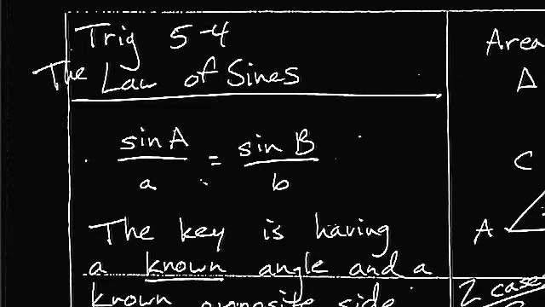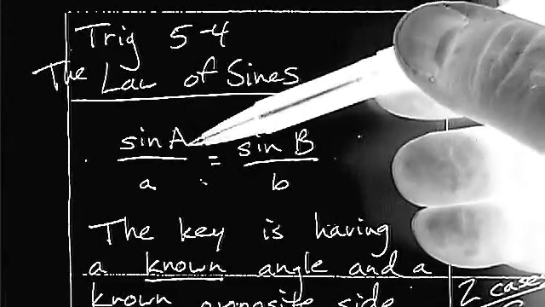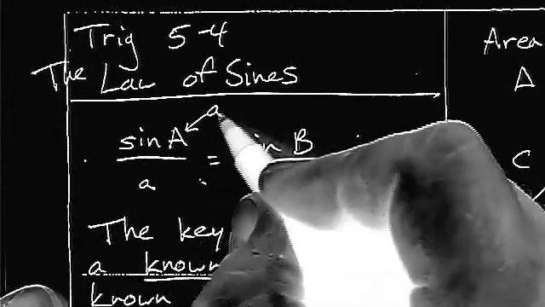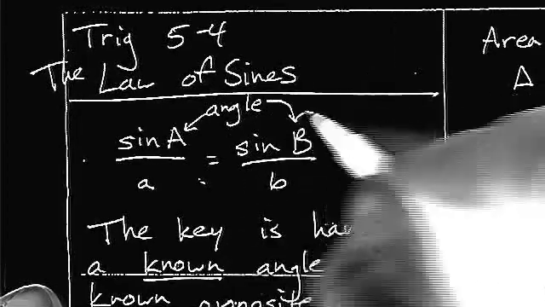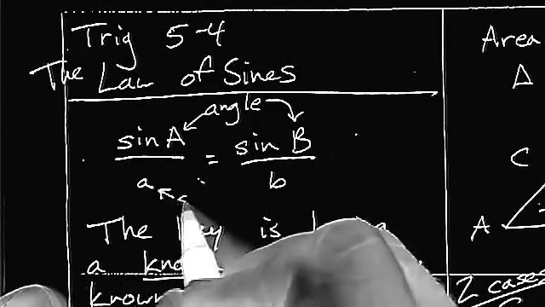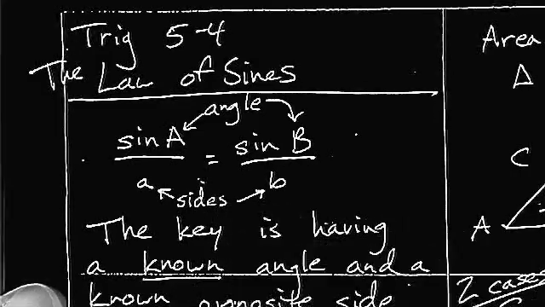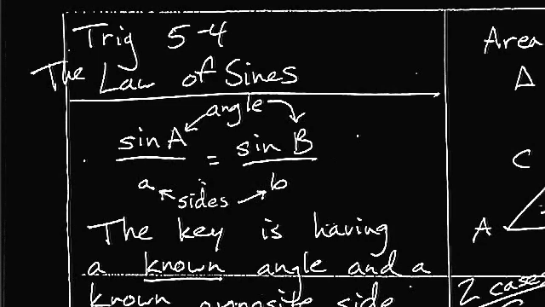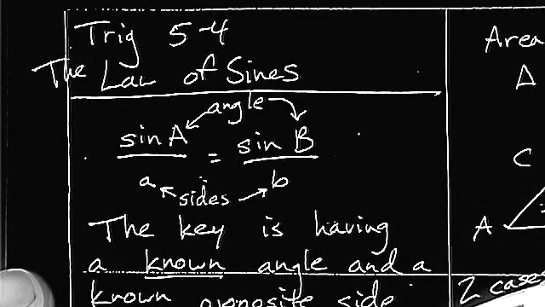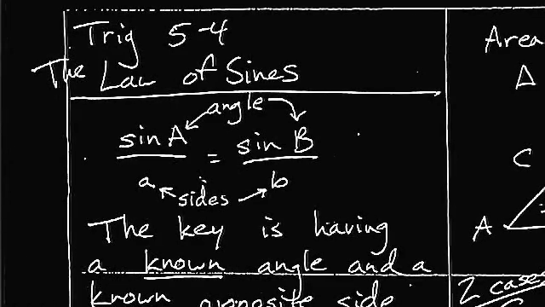The law of sines is simply a proportion. Now, these angle measurements and sides have a relationship to each other. So that's an angle. Capital letters are used for angle measurements. The lowercase letters are sides. And those happen to be opposite of each other. So angle A and side A are opposite of each other, just like angle B and side B are opposite of each other. Now, in order to use the law of sines, the key is having a known angle and a known opposite side. That's the absolute must. It is a requirement. Otherwise, you can't use the law of sines.